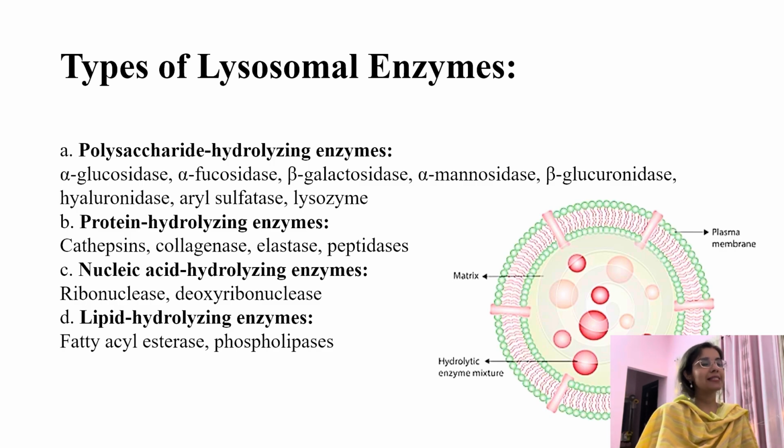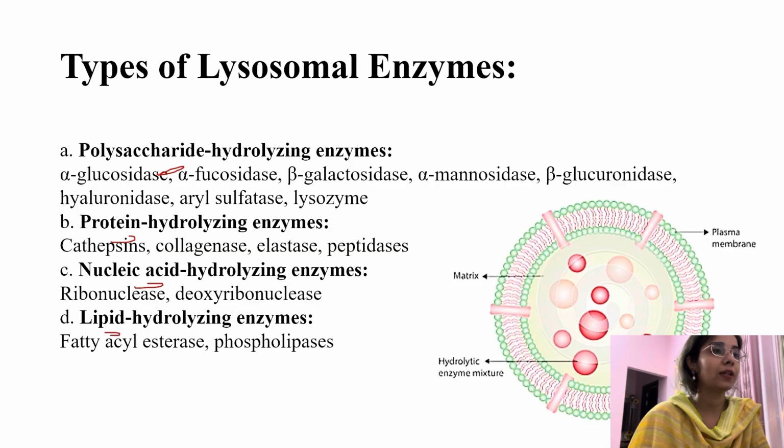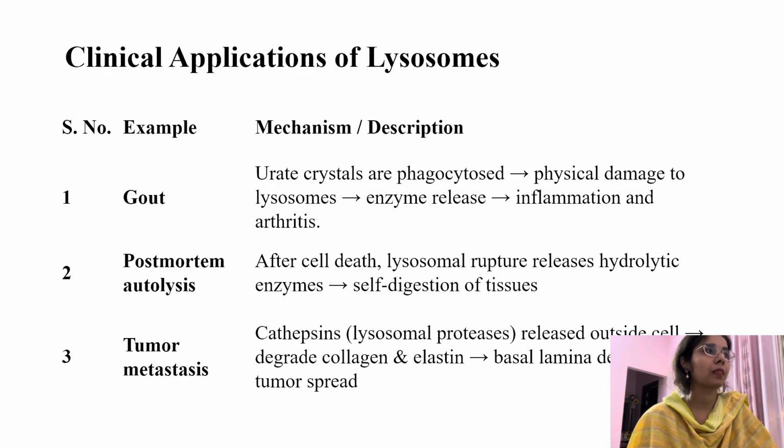Types of lysosomal enzymes. There are a variety of lysosomal enzymes that are present, which are capable of hydrolyzing polysaccharides and protein and nucleic acid and lipid. All these enzymes are the examples of lysosomal enzymes. Clinical applications of lysosomes. Let's study one by one. First is gout.